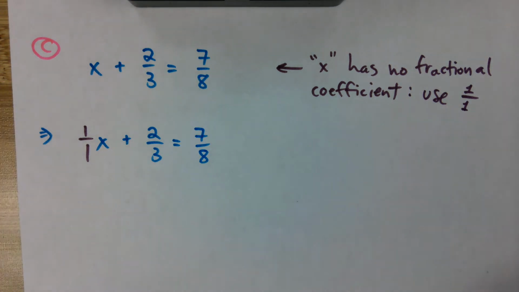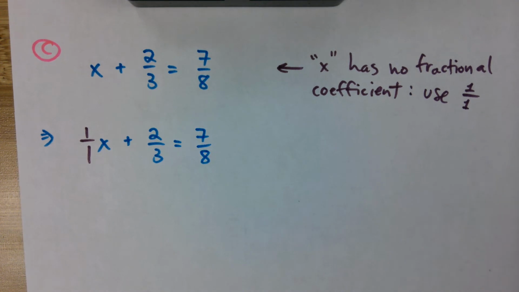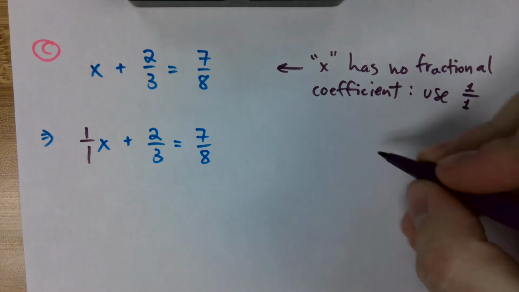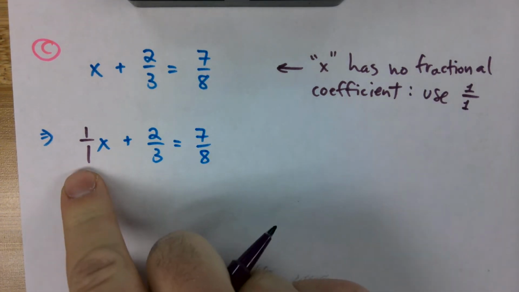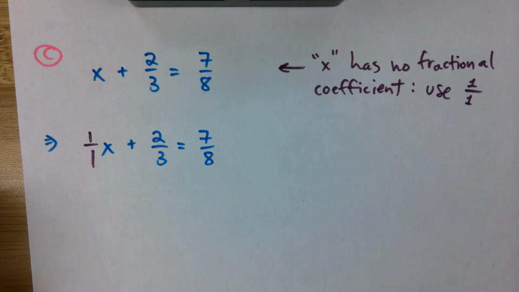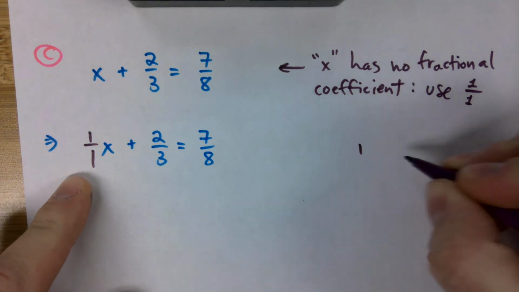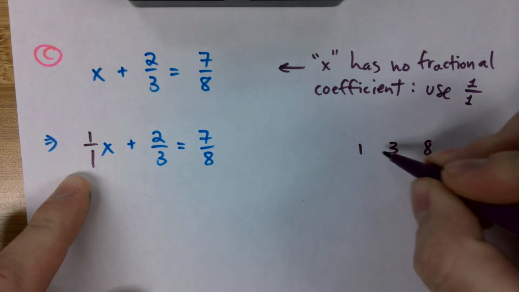Now we got to find the LCD. 3 and 8. This one's a little bit trickier, right? Actually we've got 1, 3, and 8. Technically, we've got 3 denominators: 1, 3, and 8.